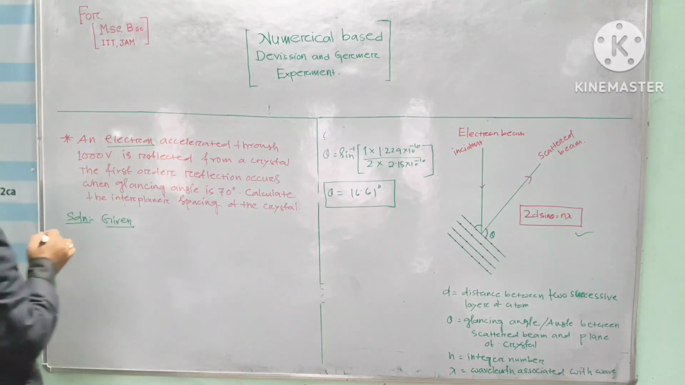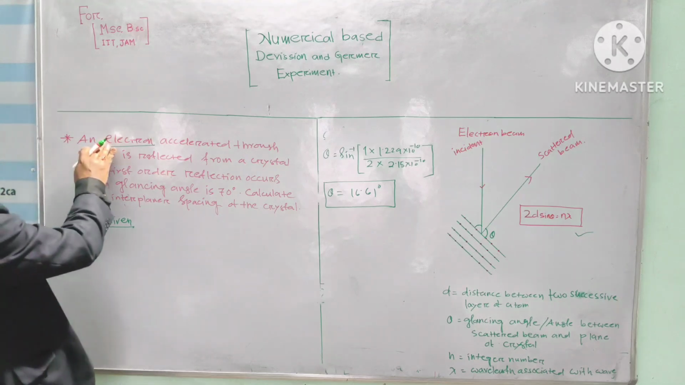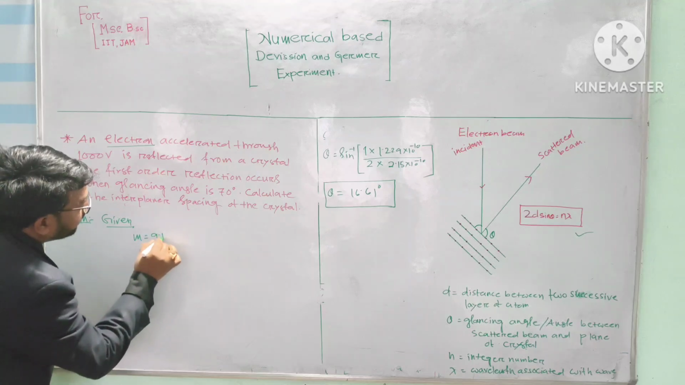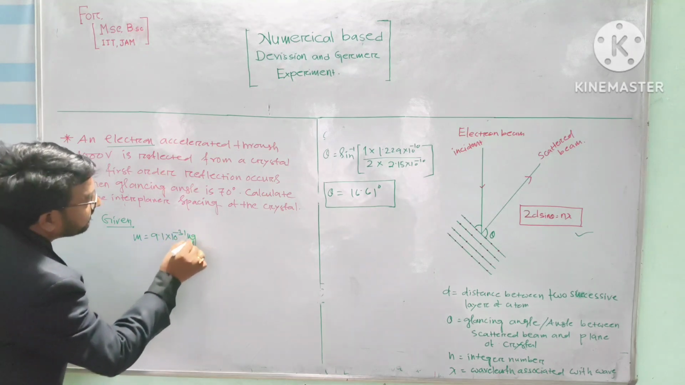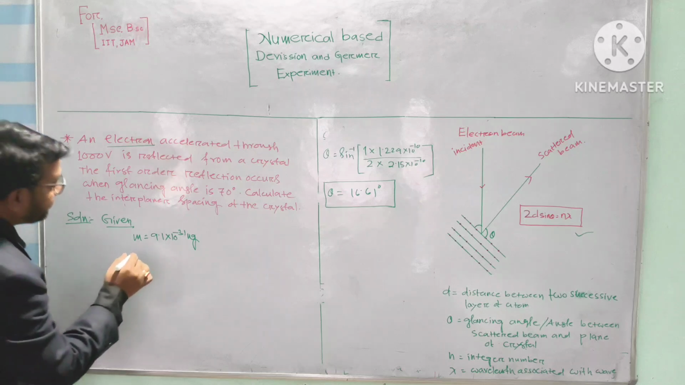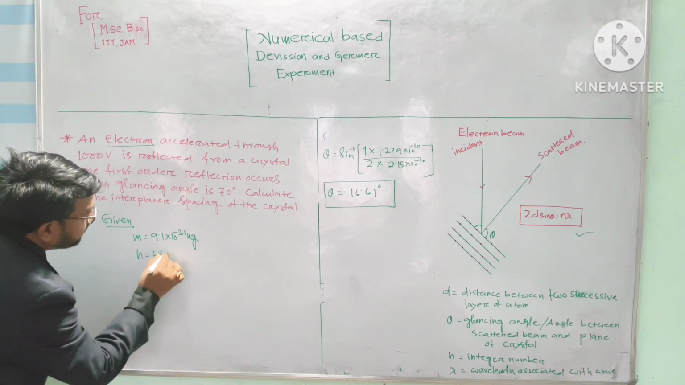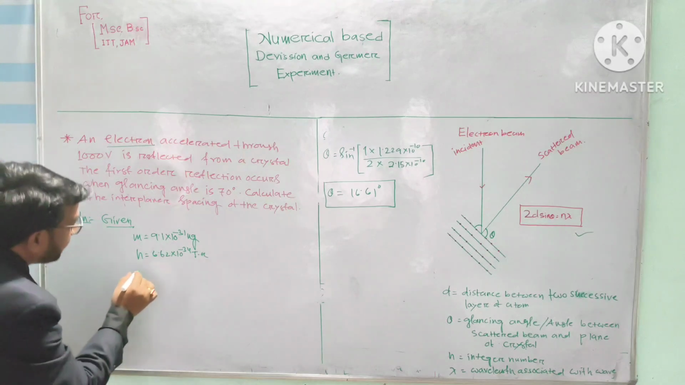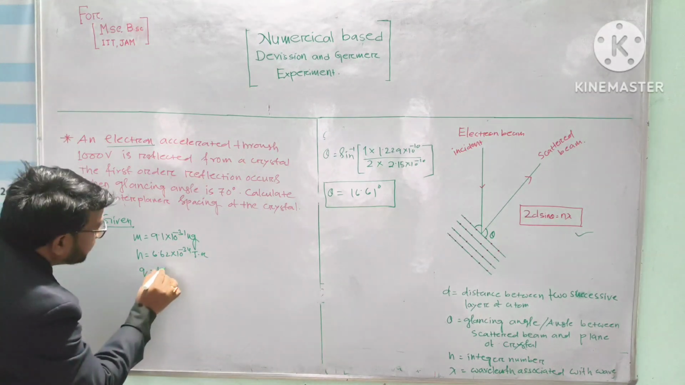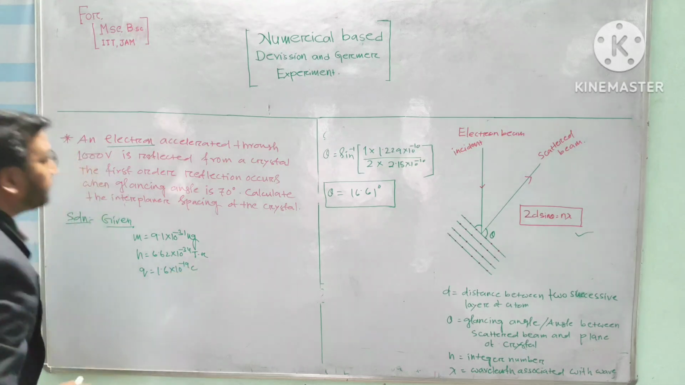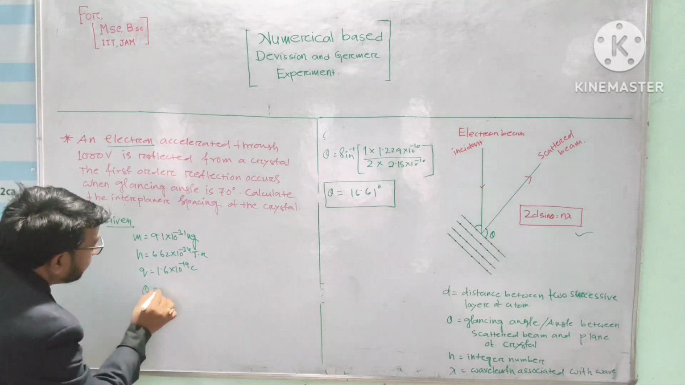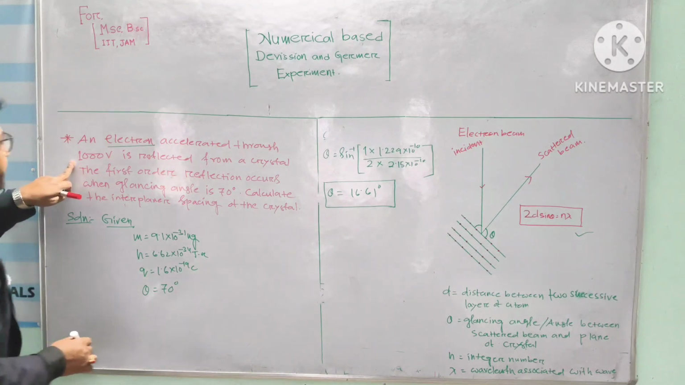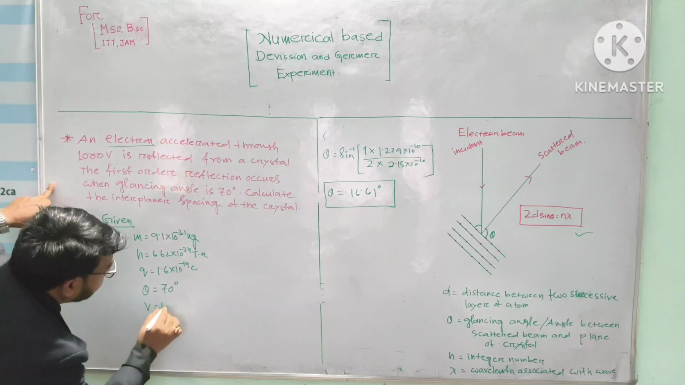The particle is electron, this is already clear. So mass of electron is 9.1 into 10 to the power minus 31 kg, and h equal Planck constant 6.62 into 10 to the minus 34 joule second, and q, charge on electron, 1.6 into 10 to the power minus 19 coulomb, and glancing angle is also theta equal 70 degree, and potential difference, accelerated potential, is V equal 1000 volt.